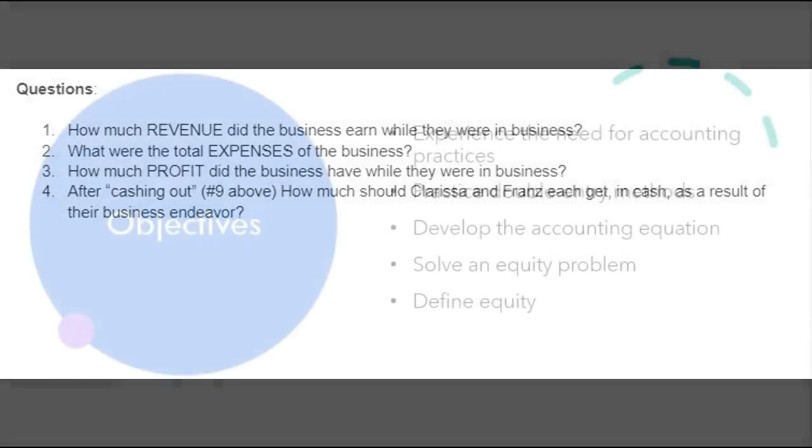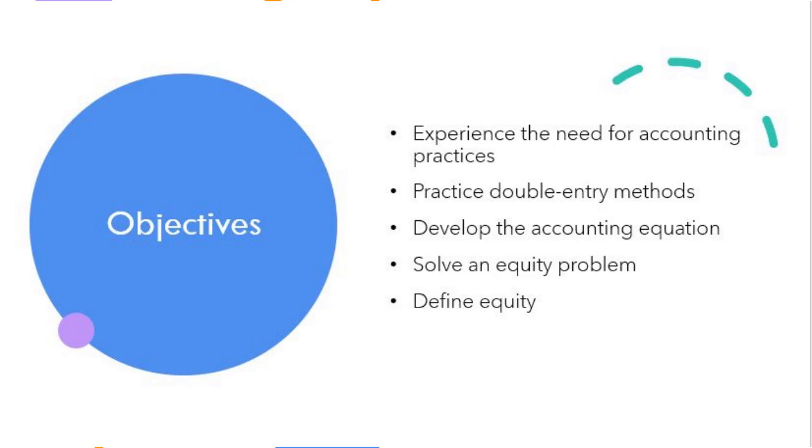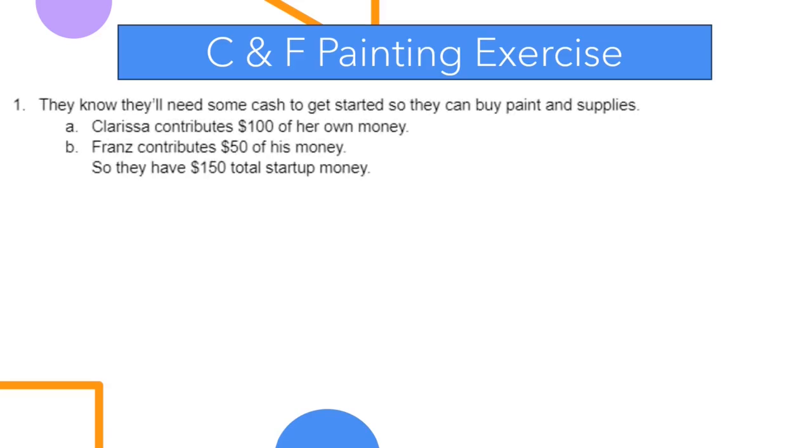But I do want to go over the solution to the last part of this. I think the easiest way to do this is to look at this situation and break each transaction down into three different parts. For each transaction, we should break it down into the cash element and Clarissa's equity and Franz's equity. Now, equity is like your stake in the business. So with each transaction, each of these partners is going to earn some equity in the business.